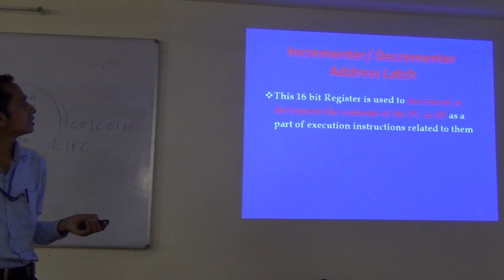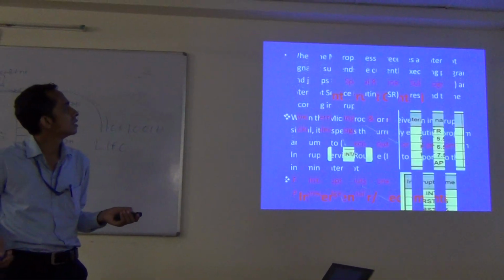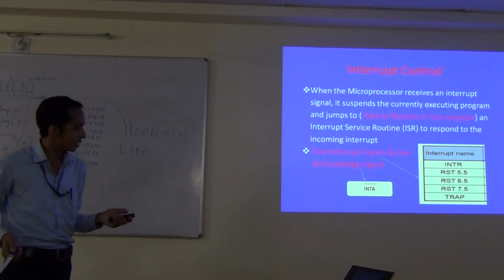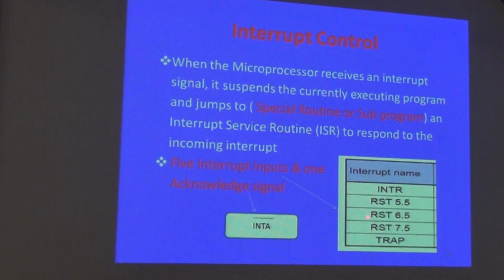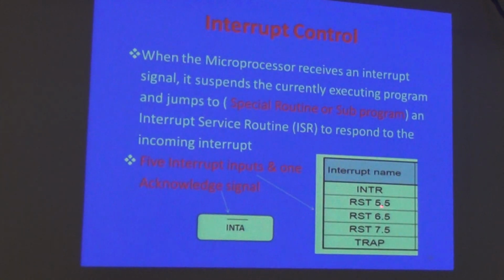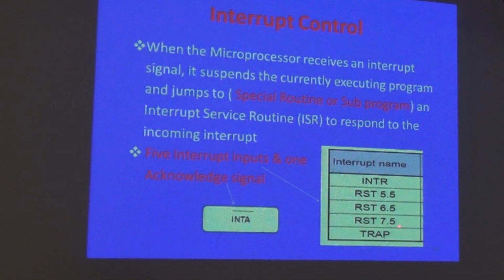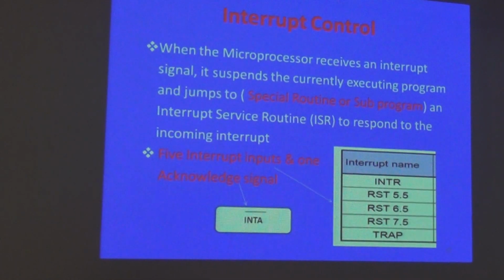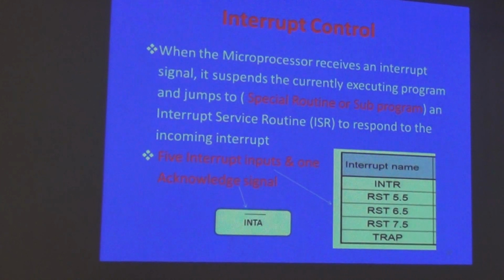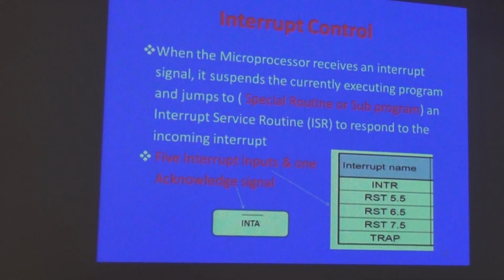You can see the incrementer/decrementer address latch and interrupt control. Already I have told you we have 5 types of interrupts: INTR, RST 5.5, RST 6.5, RST 7.5 and TRAP. Total 5 interrupts are there. These are the undesired disturbances for the microprocessor's operations.